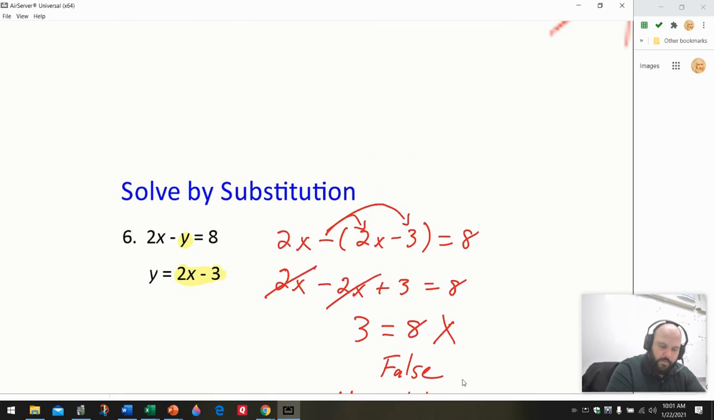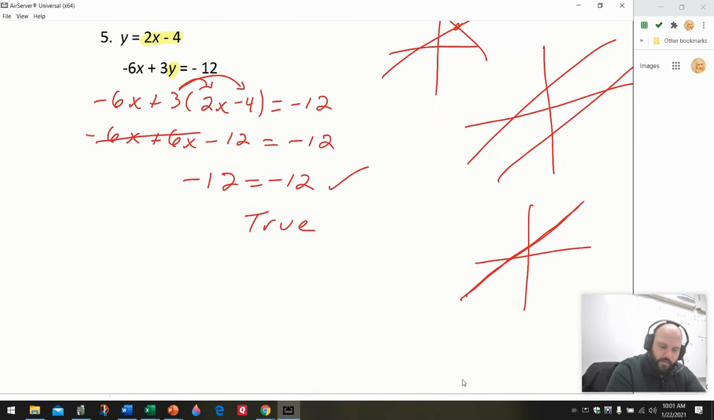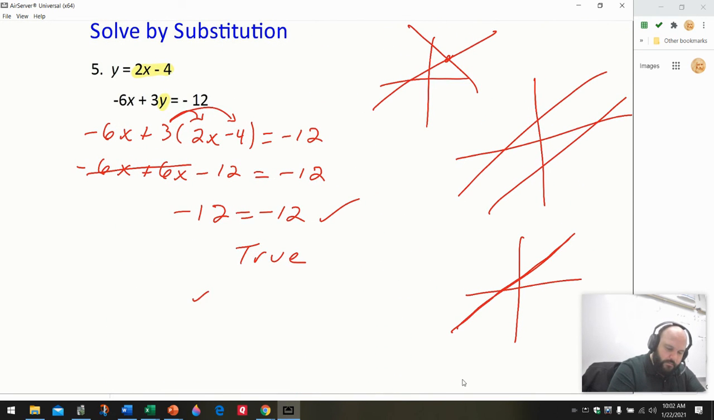Okay. Now, if we scroll back up here for a second and look, that is going to be this instance right here, where the lines are parallel and they do not intersect. Therefore, there will not be a solution.